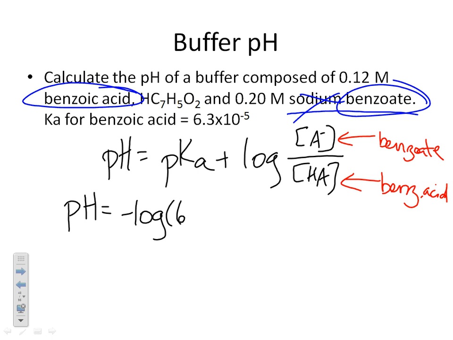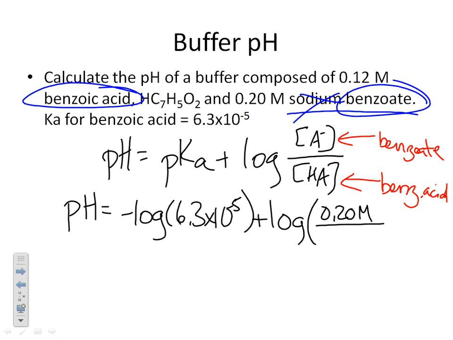So pH is equal to pKa. That's the negative log of the Ka value. So the negative log of 6.3 times 10 to the minus fifth. Plus the log of A minus, that's your weak base. Okay, weak base, that's the benzoate. So we're going to do 0.2 molar on top, divided by the concentration of the weak acid, that's the benzoic acid, so that's 0.12 molar.